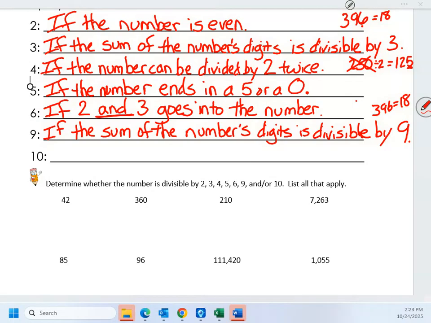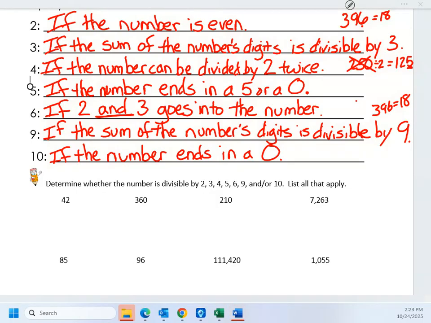For the 10, like I said, is one of those easier ones. So it's divisible by 10 if the number ends in a 0. So if the number ends in a 0, it is divisible by 10.